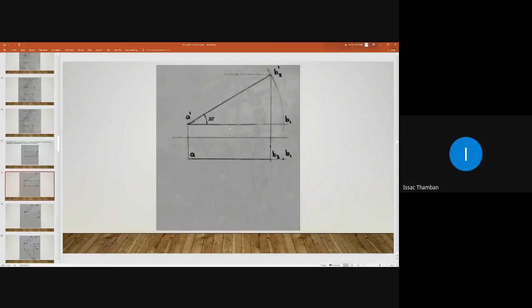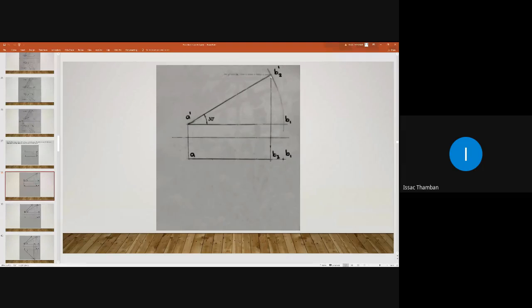And after that, you take your compass and take radius A dash B1 dash. This is B1 dash. Take radius A dash B1 dash and draw an arc and intersect this 30-degree line. And the intersection can be marked as B2 dash. Draw a 30-degree line from A dash, of sufficient length.